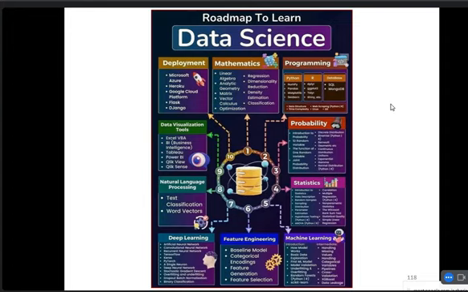There are various steps we are following. First, you need to have knowledge of mathematics. We'll start with the middle part, mathematics. You need to have fundamentals in mathematics like linear algebra, analytical geometry, matrix, vector, calculus, and optimization.